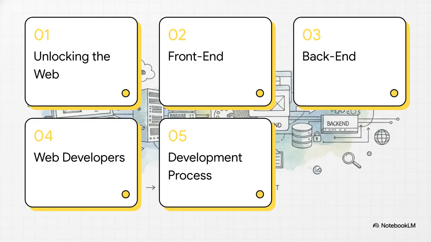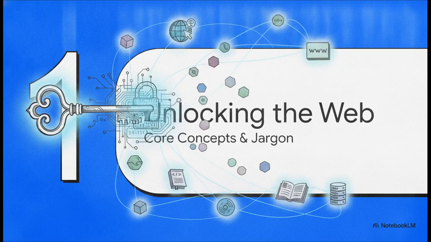We're taking a macro to micro journey today. First, unlocking the web. Then, front end, the user view. Followed by back end, behind the scenes. Next, we'll meet the web developers and finally wrap up with the website development process. Starting with Section 1, Unlocking the Web, Core Concepts and Foundational Jargon.